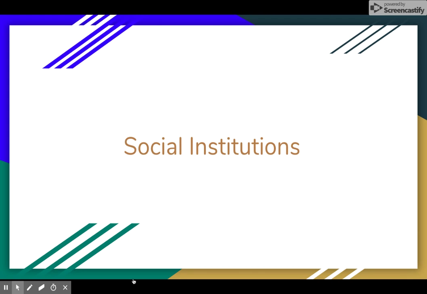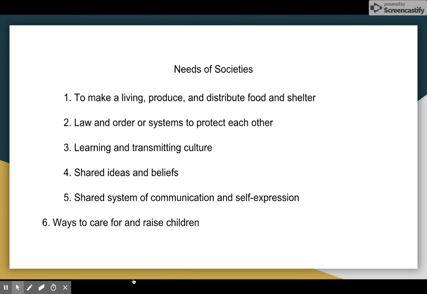Then we talked about social institutions. So social institutions are social constructs that answer the needs of society, right? So people need to make a living. They need to produce. They need to distribute food and shelter. So that's kind of like economy. They need law and order and a system to protect each other. So that's kind of like government. They need to learn and transmit culture and learn how to do things, like learn how to make a living, learn how to produce and distribute food. And that's education. They have shared beliefs and ideas, and that is religion, and a shared system of communication and self-expression, which is language, right? And then they need a way to take care of their family and raise their children, and that is basically the social institution of family.